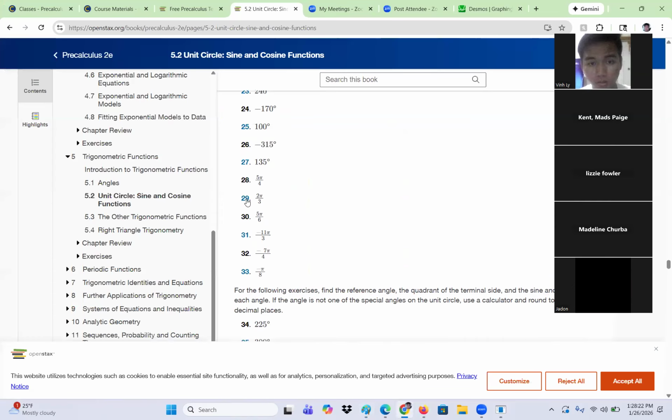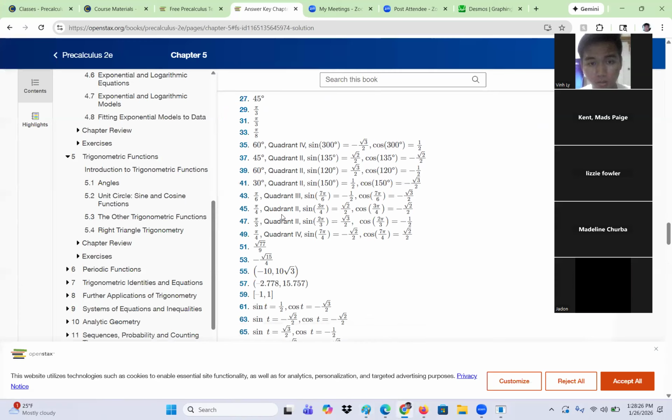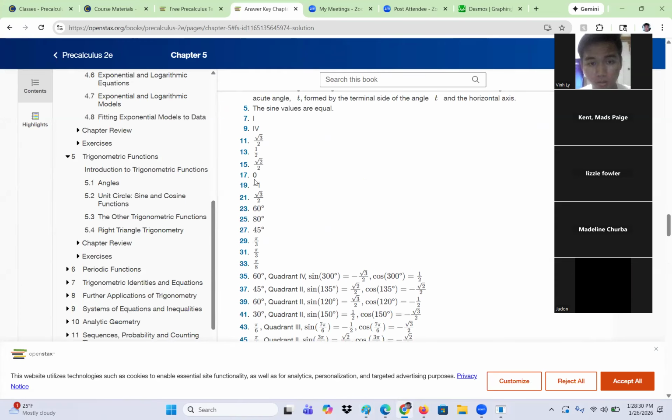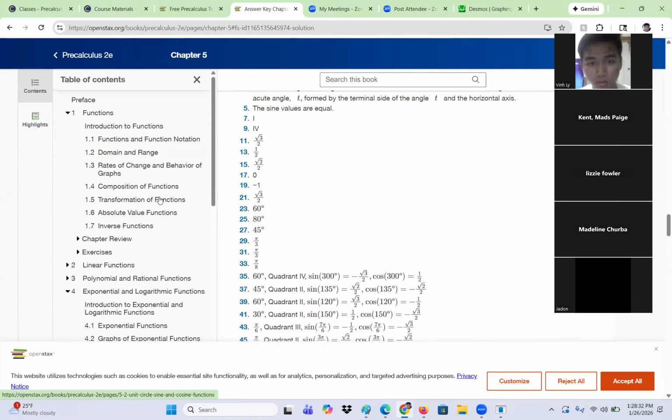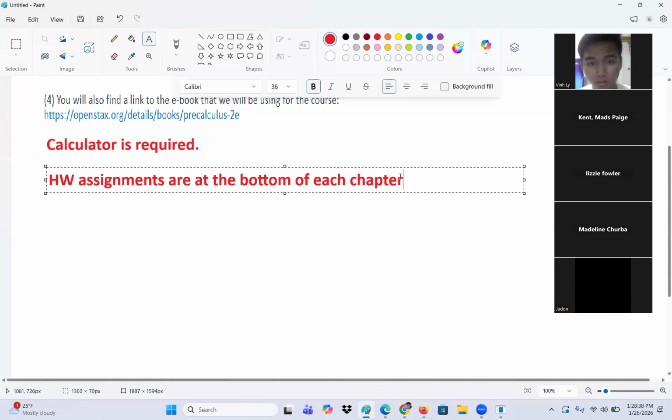They also provide a solution for the odd number exercises, you can always double check that. But usually I will grade based on the even homework assignments.